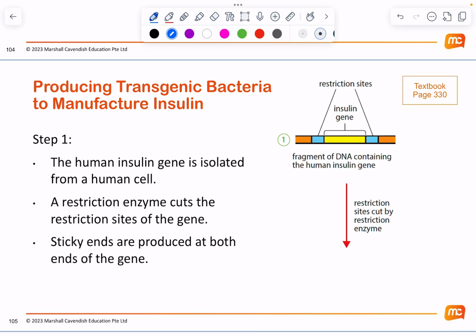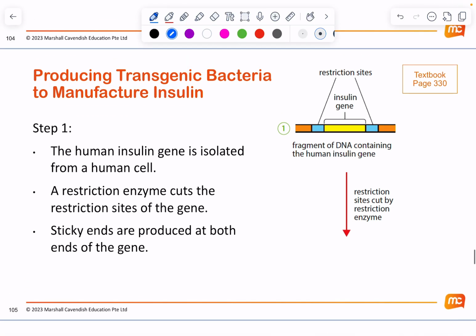So how exactly are we going to use bacteria to mass manufacture insulin? The first part is we have to isolate the human insulin gene. Previously, we explored the challenges when we use pig or cow insulin, which cause complications like allergy. So the ideal one is to use something of a similar organism. Therefore, we use the human insulin gene. First we take a human cell, identify the human insulin gene, and use restriction enzyme to cut the gene of interest. Sticky ends will also be produced at both ends of the gene.